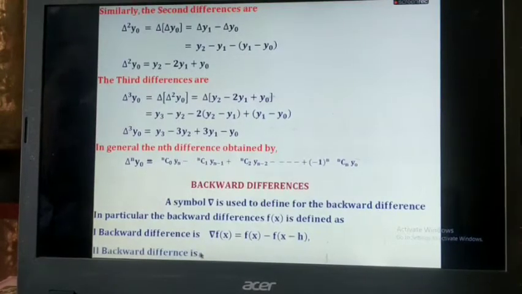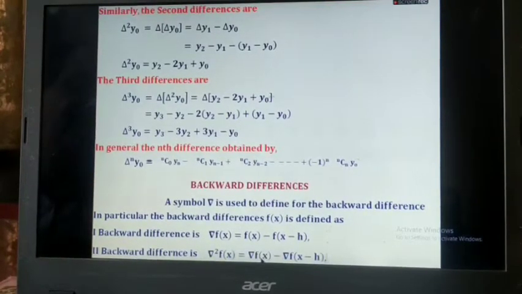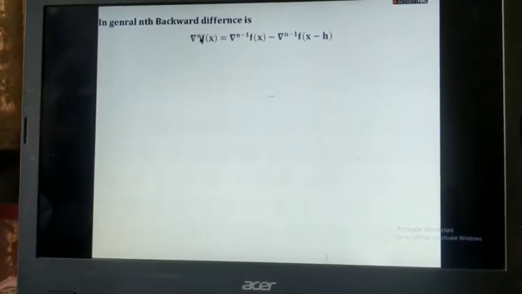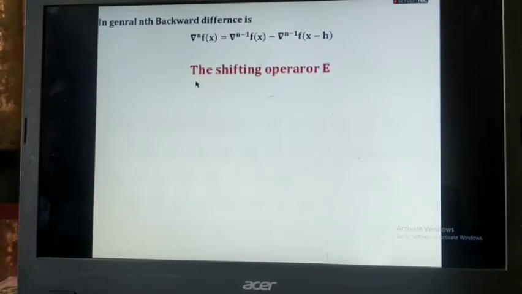If you want to go for the second backward difference, del square of f of x is equal to del of f of x minus del of f of x minus h. In the same way, we can define further backward differences. In general, the nth backward difference, del raised to n f of x, is del raised to n minus 1 f of x minus del raised to n minus 1 f of x minus h.